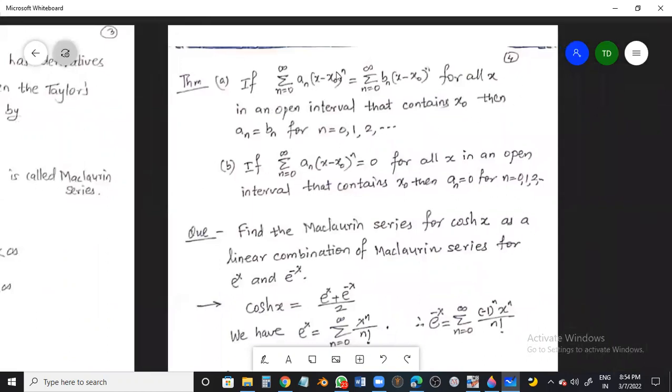Now there is a theorem. If summation a n (x minus x naught) raised to n is equal to summation b n (x minus x naught) raised to n for all x in an open interval that contains x naught, then naturally a n has to be equal to b n. It is very sure. The next part says that if summation a n (x minus x naught) raised to n is 0 for all x in the open interval that contains x naught, it means every a n has to be 0 for all n.